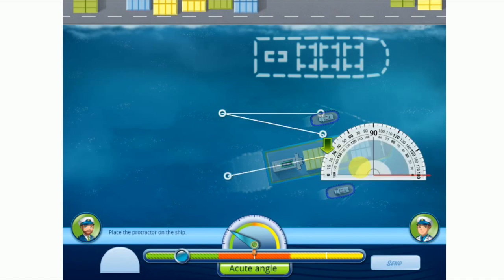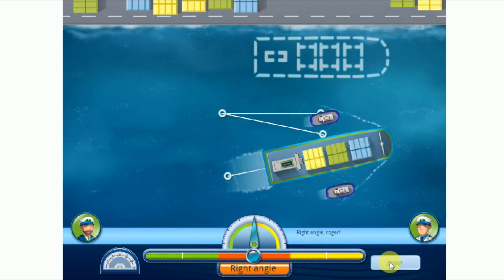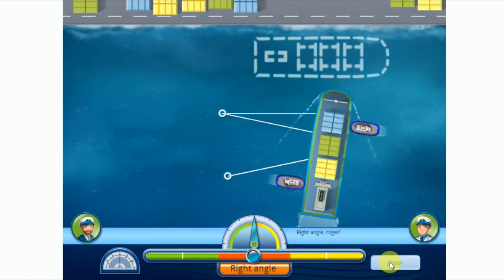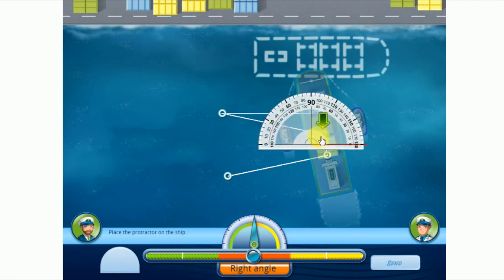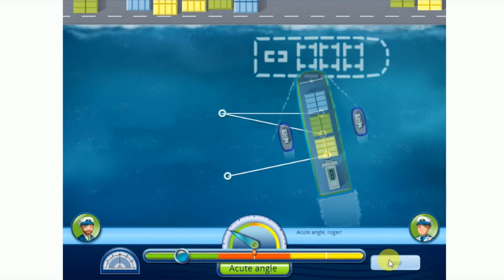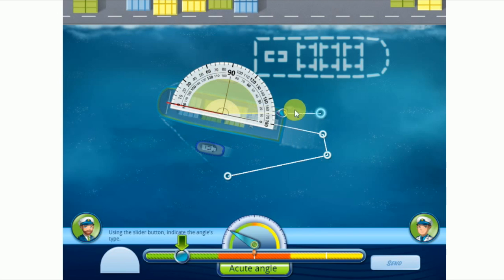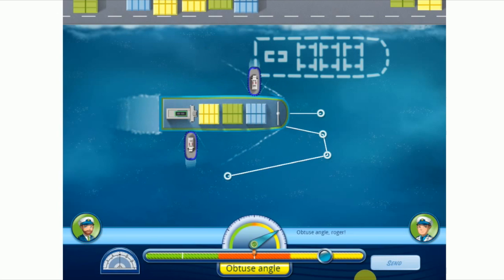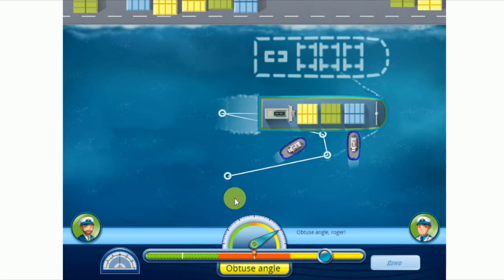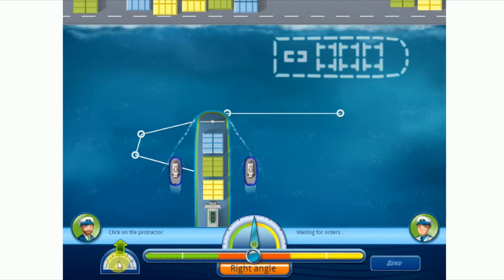Now we're ready to measure the second angle using the same technique. Let's place the protractor, 90 degrees. We use the slider to indicate that this is a right angle and send the information to the tugboats. To complete the frame or stage, the students must measure 4 angles. Perfect! The first stage is completed, but players are not finished yet.